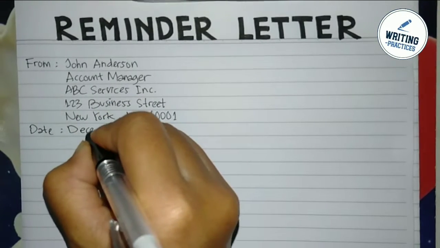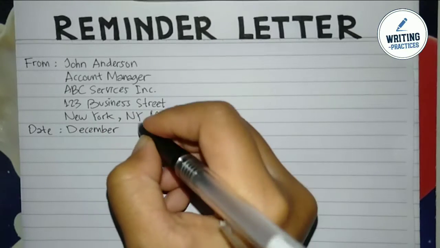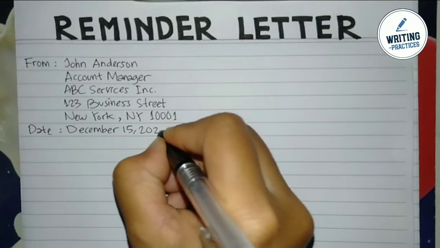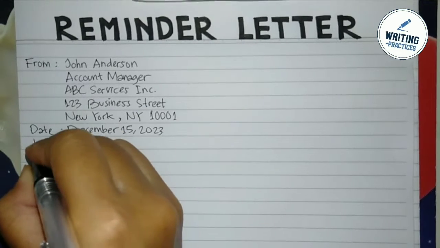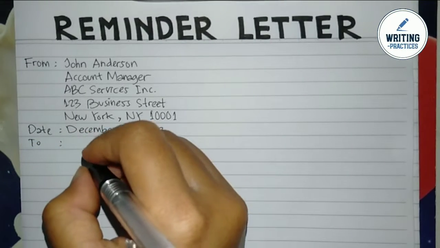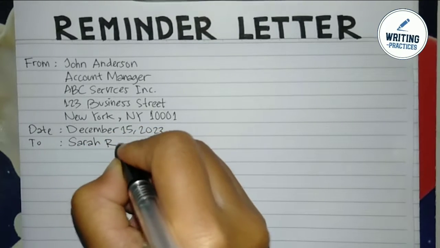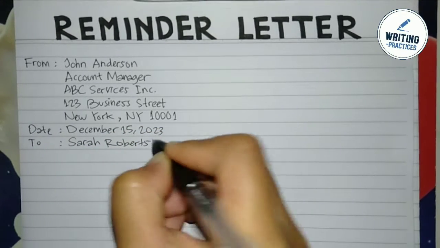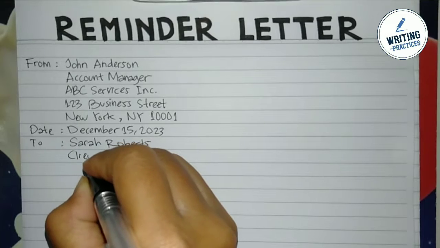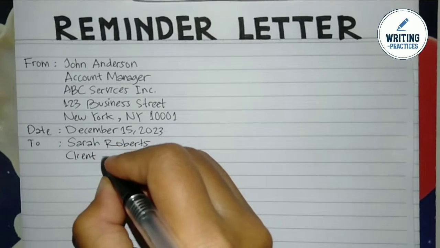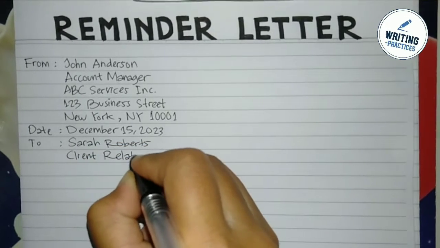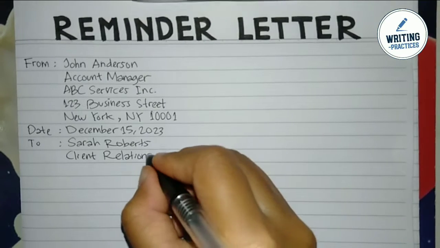For the next, write the date of the letter. You may use the format of month, date, and year. After that, write the information about the recipient. Yes, it is a must that you write the recipient's full name. Under it, write the recipient's occupation in the company. In this example, the letter is addressed to the Client Relations Coordinator.